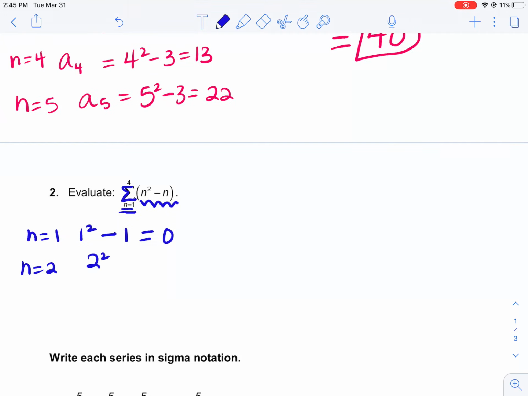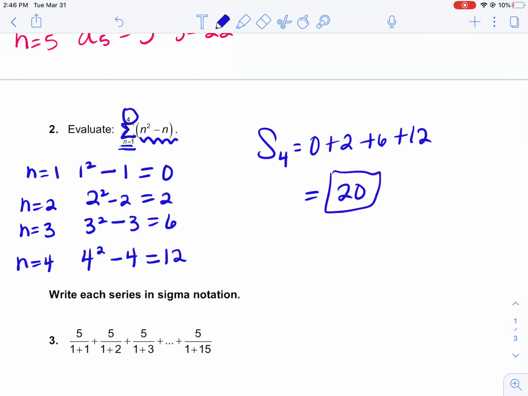Then when n equals 3, 3 squared minus 3. That's going to give me 6. And the last number I'm doing is n equals 4. Why? Because that's the top number right here. So I'm going to plug in 4 into my rule to get 4 squared minus 4, which will give me 12. And so I'm looking for the fourth partial sum, so let's add up all those numbers. 0, 2, 6, and 12. If we take the sum of all of those, we should get 20. So 20 is the fourth partial sum.